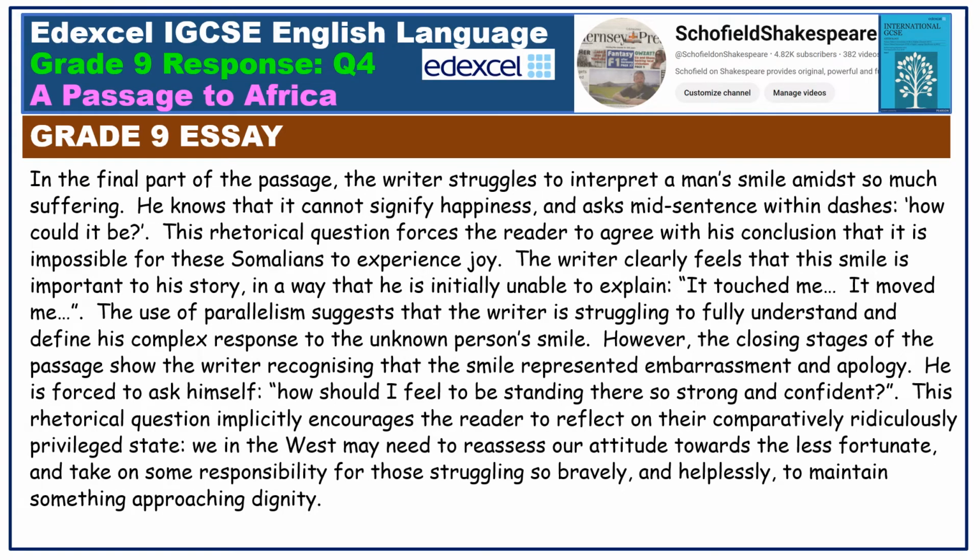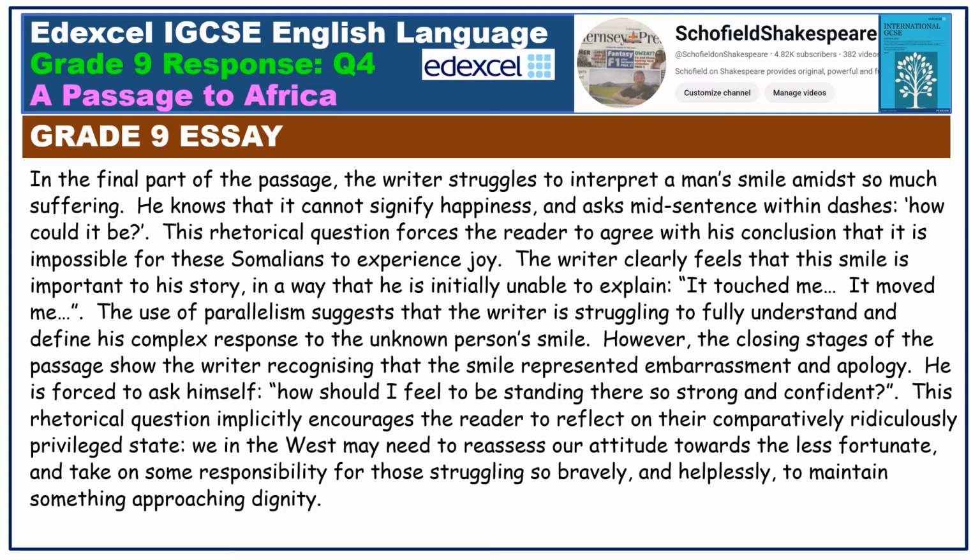In the final part of the passage, the writer struggles to interpret a man's smile amid so much suffering. He knows that it cannot signify happiness and asks mid-sentence within dashes, how could it be? This rhetorical question forces the reader to agree with his conclusion that it is impossible for these Somalians to experience joy. The writer clearly feels that this smile is important to his story in a way that he is initially unable to explain. It touched me, it moved me.